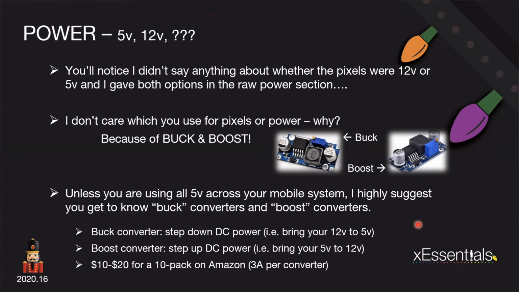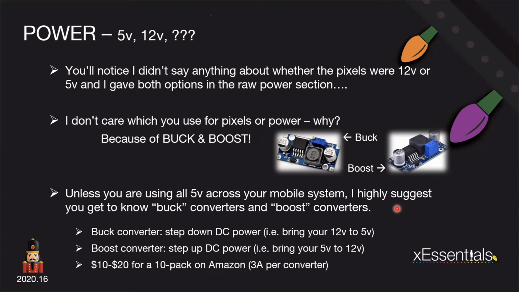The only limitation is that each converter can only handle about 3 amps, but you can buy a 10-pack of them for $10 to $20, depending on if it's the buck or the boost, on Amazon. I tend to run all of my mobile stuff across 5 volt, but that's just because pretty much everything I have is 5 volt. But if you run 5 volt, you don't have to worry about buck or boost, and everything's running on the same voltage. But if you want to run different voltages, great, go for it.